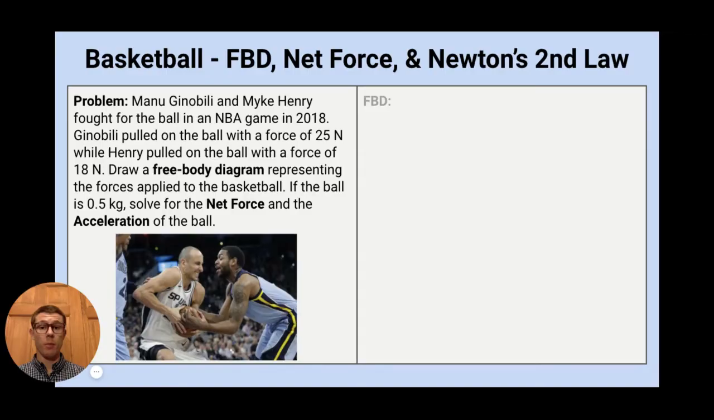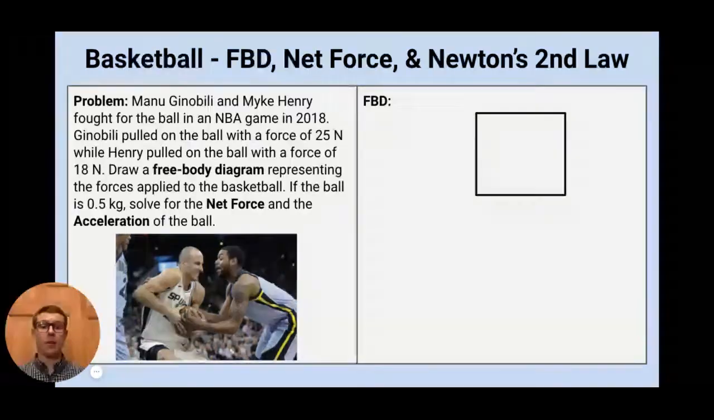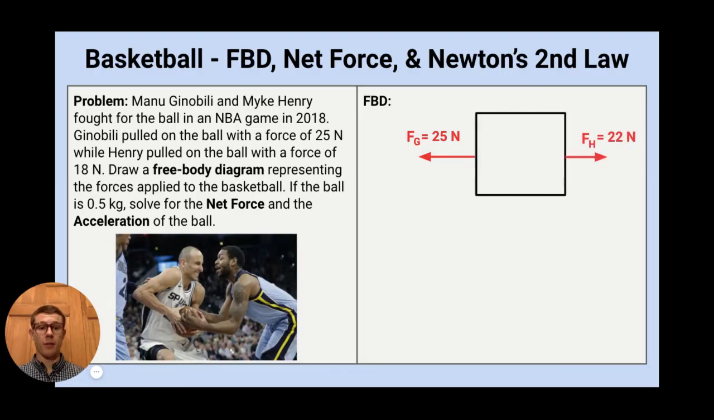Okay, so once again, we're starting with a free body diagram here. So we start with our box. We're first going to add in the force that Manu Ginobili applies to the box, or to the ball in this case. So we have F subscript G for Ginobili is equal to a magnitude of 25 newtons, because that's how much force he puts on the ball. We also have a force due to Mike Henry, H for Henry, on the right. He's pulling the ball in the opposite direction, so it goes right, with a magnitude of 22 newtons. We see here that the mass of the object is 0.5 kilograms. We'll use that in just a minute.